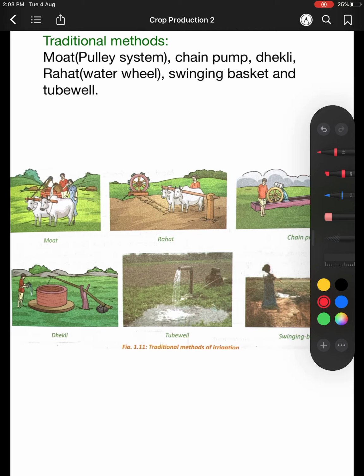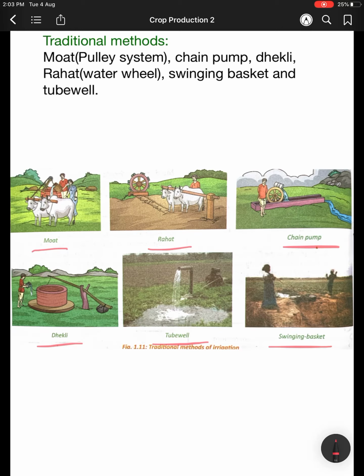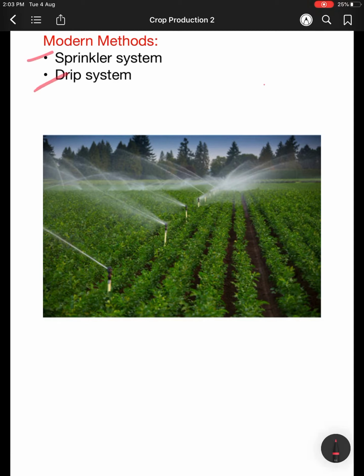The various traditional methods are moat, rahat, that is water wheel, then comes chain pump, dhekli, tubewell and swinging basket. Human or animal labor is used in these methods. These methods are cheaper but lead to wastage of water. On the other hand, modern methods of irrigation help us to use water economically. The two most common modern methods of irrigation are the sprinkler system and the drip irrigation method.